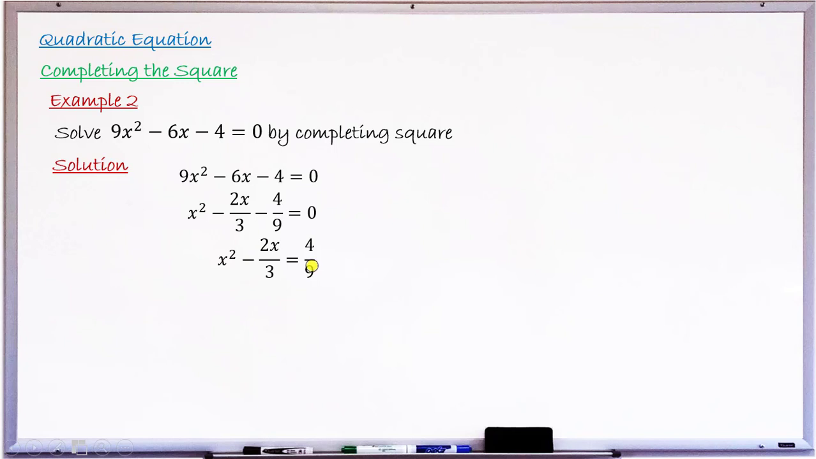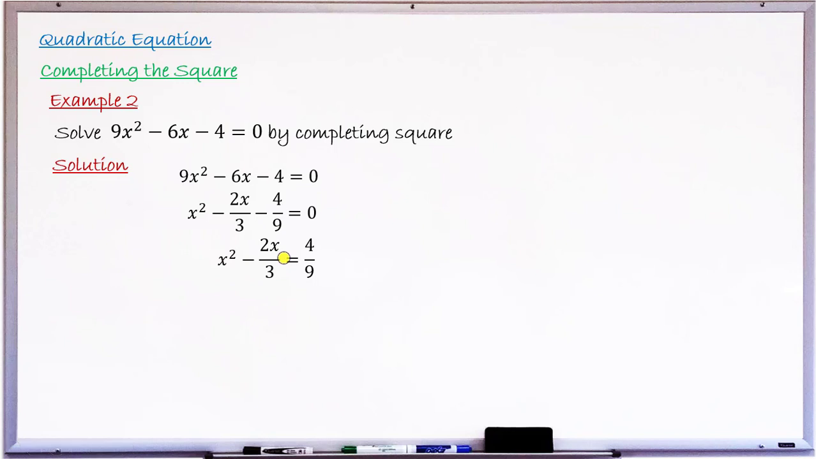So what I'm going to do next is to make this left-hand side, this binomial, into a perfect square trinomial. So I'm going to add a suitable number here so that it now becomes 3 terms, and those 3 terms will now be a perfect square.